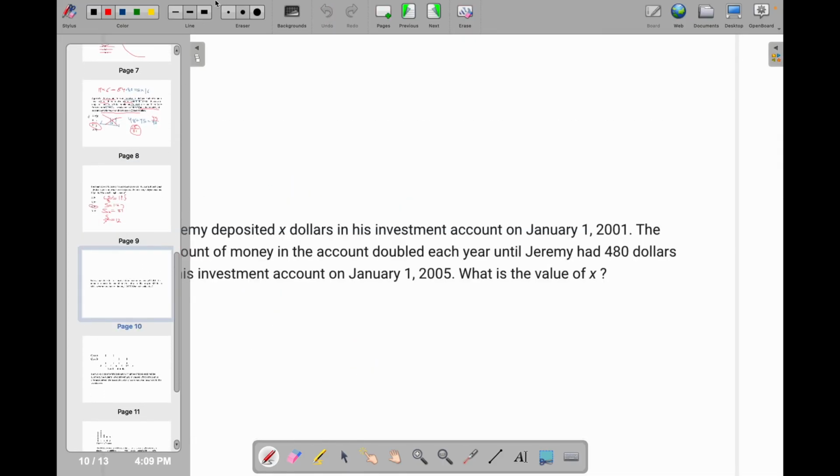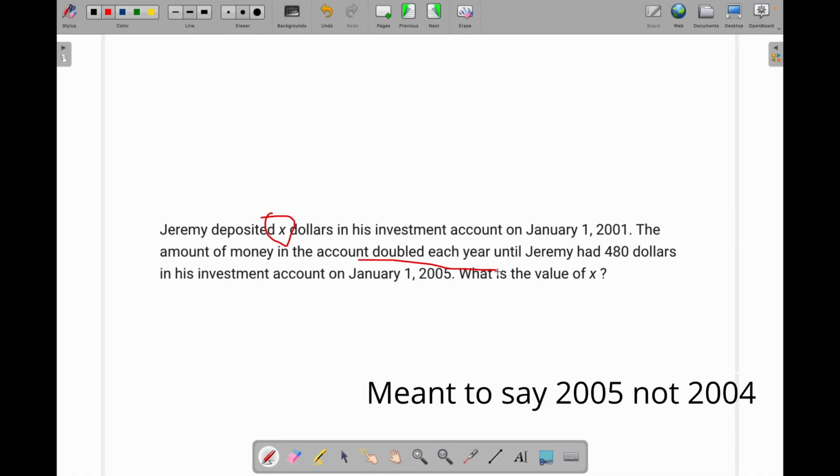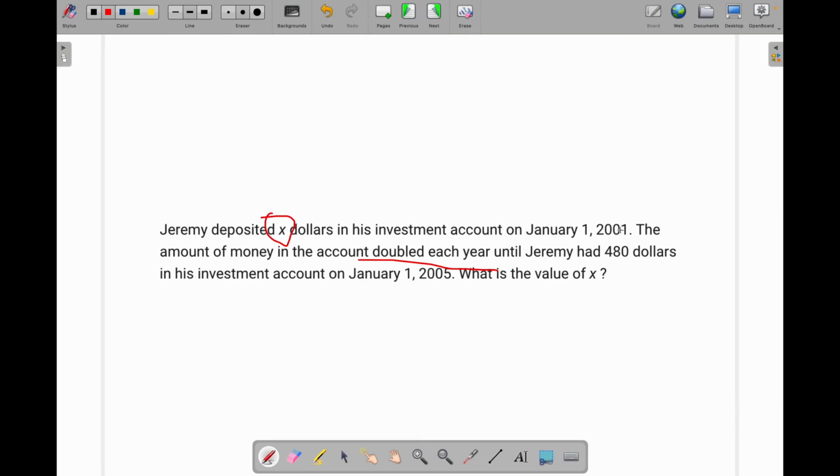Now let's go on to the next problem. I'll give you a second to pause and read this, then let's go over it. Let's see. We have an initial deposit of X, and it doubles each year. And the difference in years is from 2001 to 2004. So we have a 4-year gap. So our money doubled for 4 years. And by the end, we have 480. And we're looking for our initial deposit.